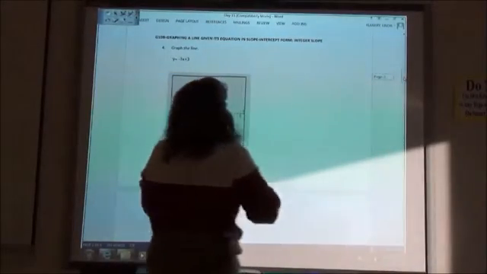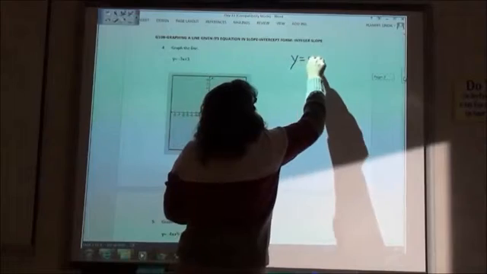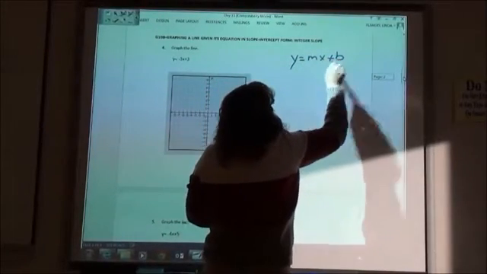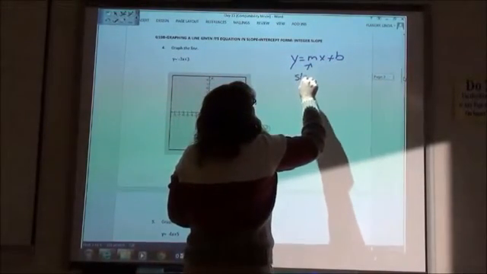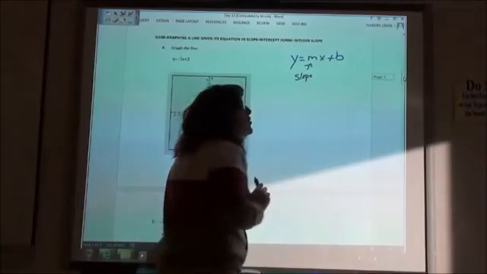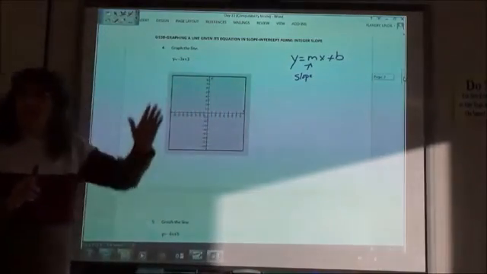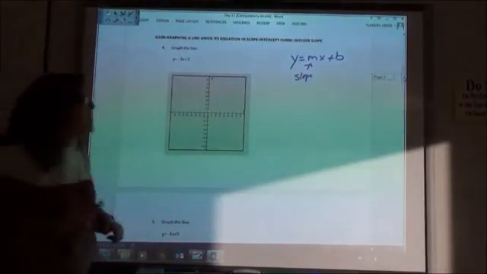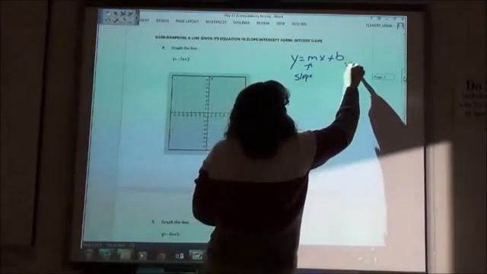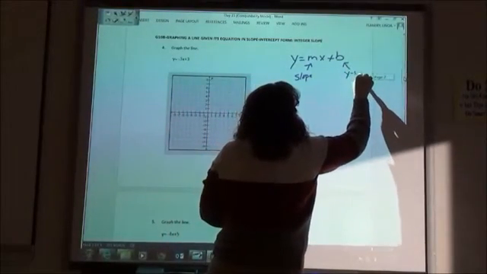Slope-intercept form is where I have that y equals mx plus b. Again, the number in front of the x is the slope. It tells you which direction your line should go. If I'm going positive, I'm going uphill. Negative, I'm going downhill. The b is your y-intercept.